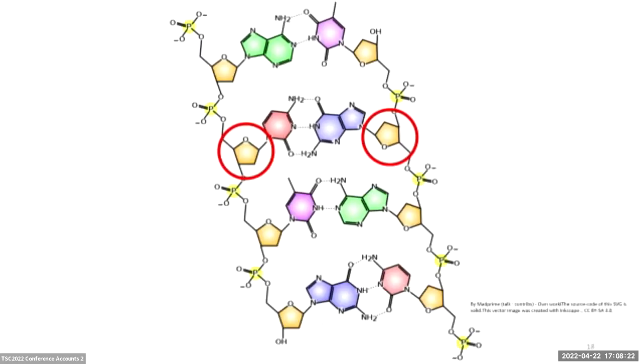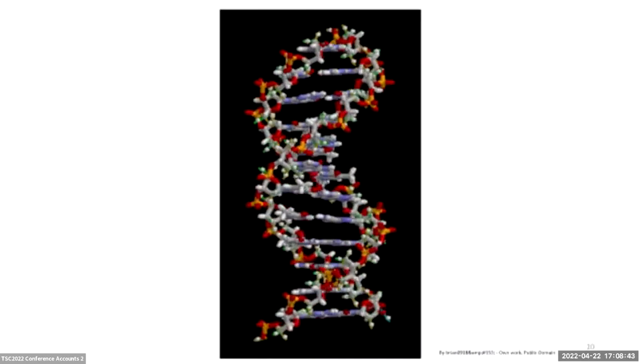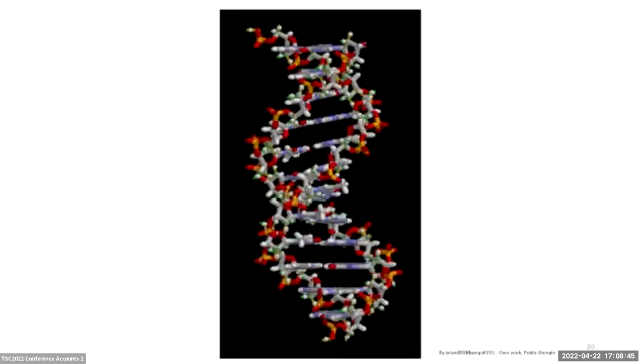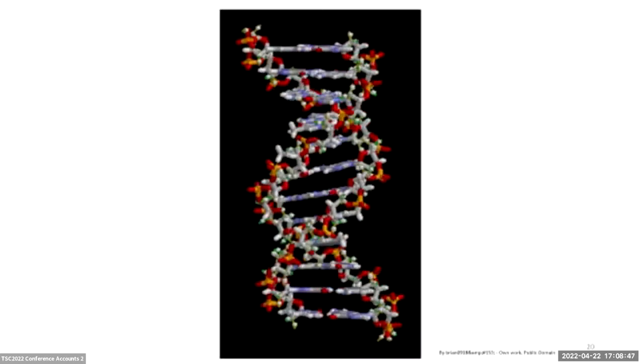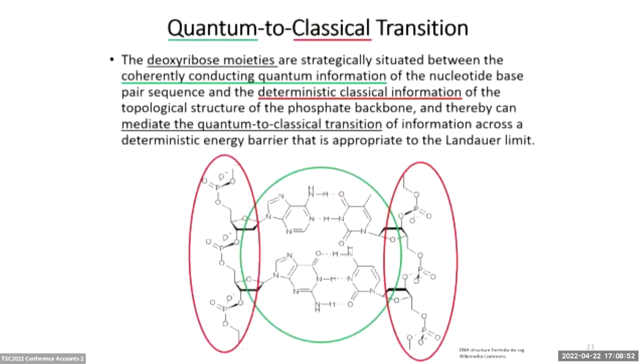Now, remember that there's a deoxyribose moiety on both sides of the base pair. And if the deoxyribose moieties on both sides of the dinucleotide simultaneously shift from C2 endo to C3 endo, that base pair is going to roll by 22 degrees. And this is going to change the geometry of that pi stacking interaction. You can see if you roll one of those base pairs by 22 degrees, you're going to break that coherent conduction along the DNA molecule.